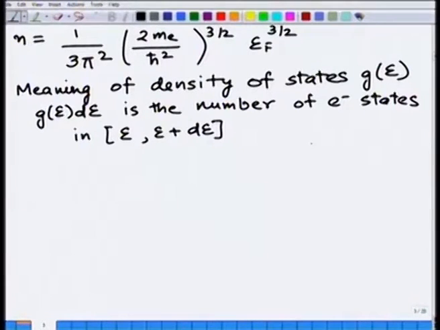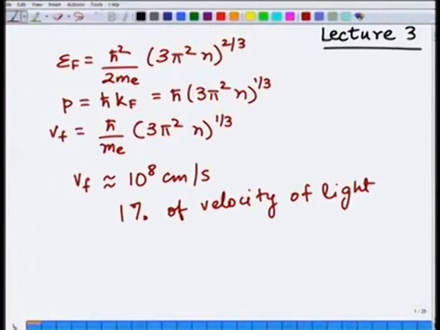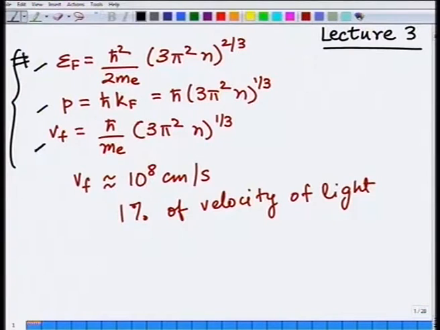And indeed, if they do occupy, if the probability of occupying those states is 1, that means all those states are occupied, then precisely these would be the energies, these would be the momentum, and these would be the velocities, the Fermi velocities, etc. of those electrons. Okay. So, with this background, now it is very simple to derive the density of states.